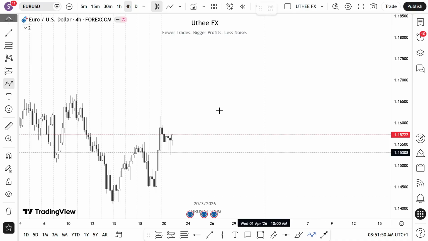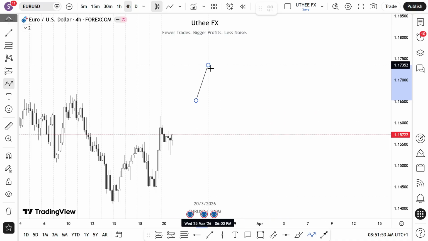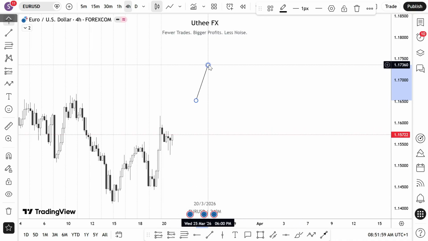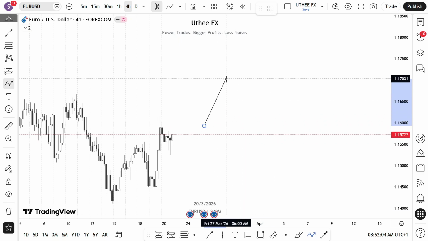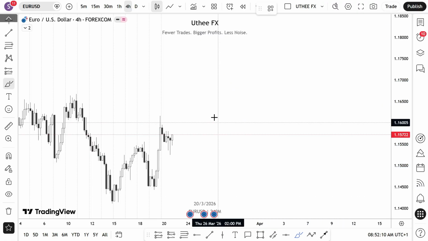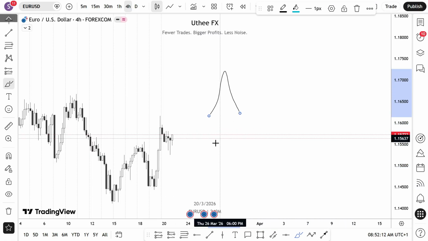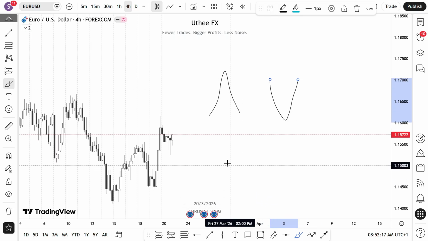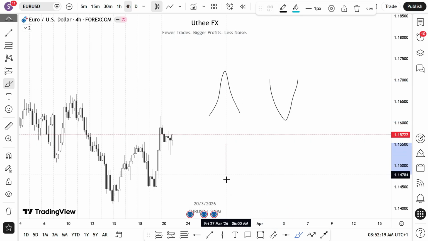Okay, let me use this tool. We need to use an A-shape key level. We need to use a V-shape key level. And then we need to use an open close key level. How does that open close key level look?